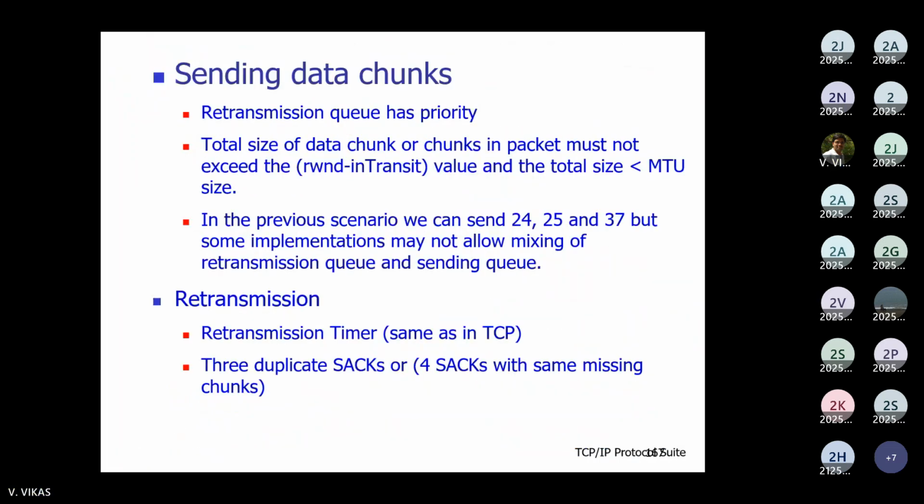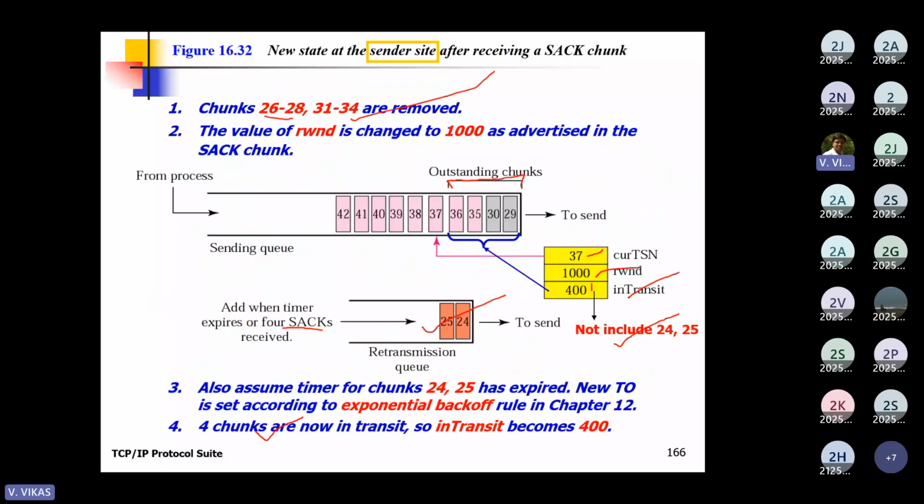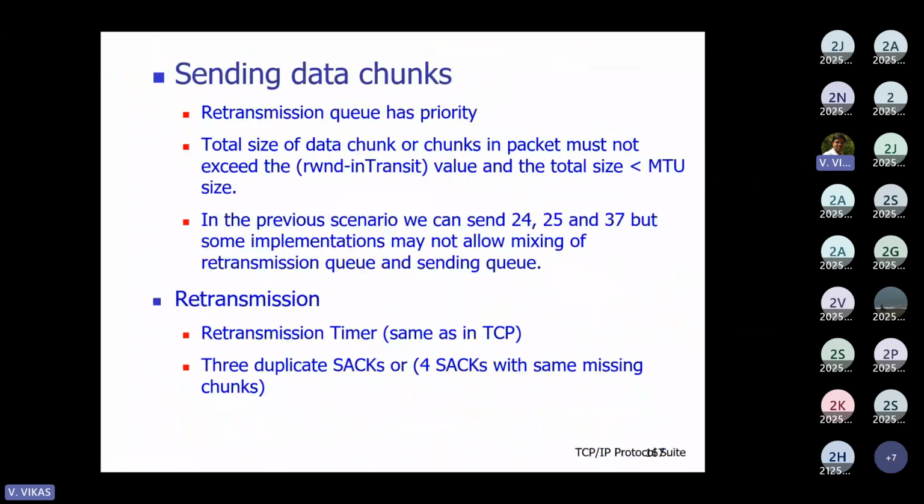Okay. So sending data chunks, what we will be doing is we have a rule whenever we want to transmit data chunk. We need to give highest priority to the retransmission queue. So I have 24 and 25 here, right? Before I can transmit 35, which is the segment I have to transmit as per the rule, I have to send 37, because that is pointed by current TSN. But whenever we have something waiting in the retransmission queue, I need to give priority to 24 and 25. That is what we are saying. Retransmission queue has highest priority.